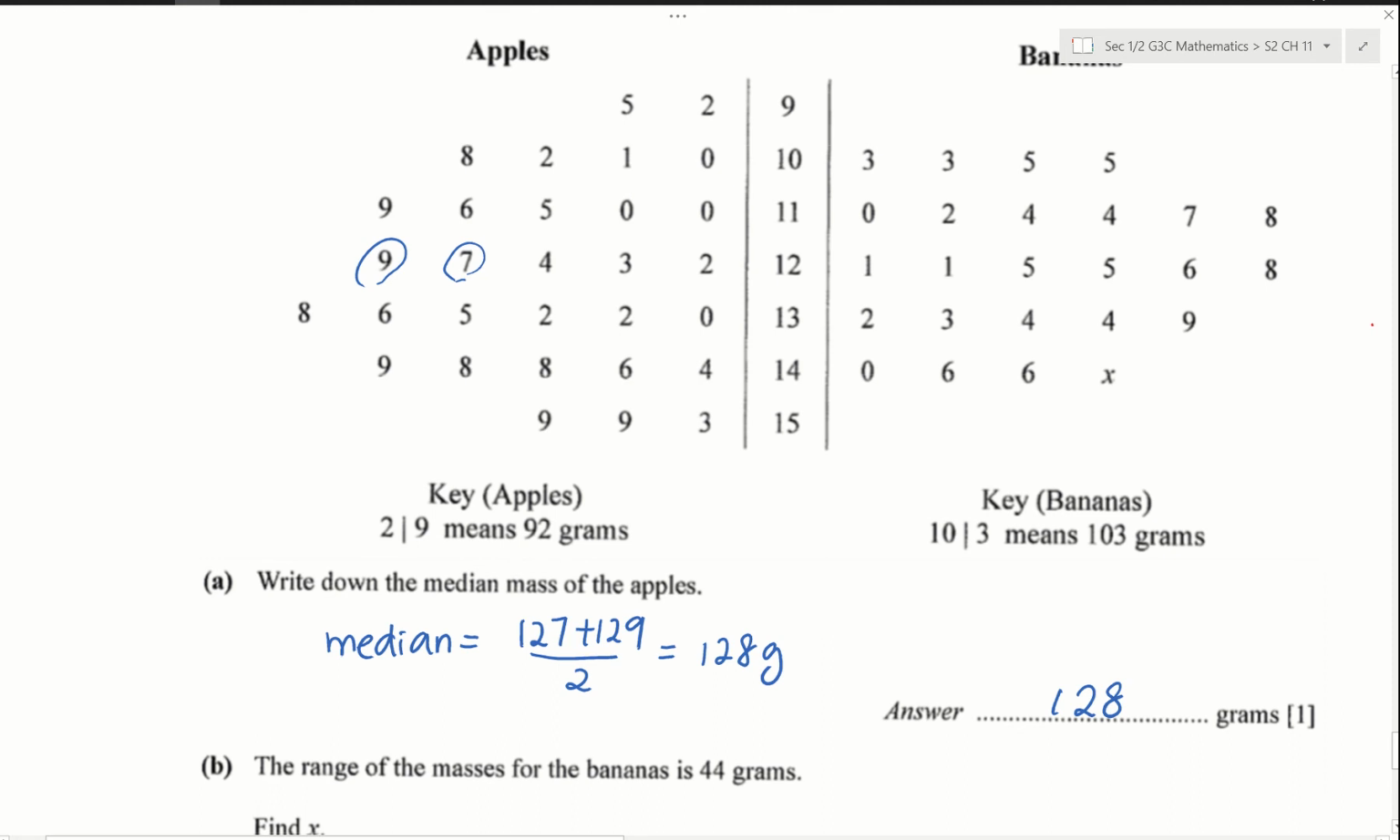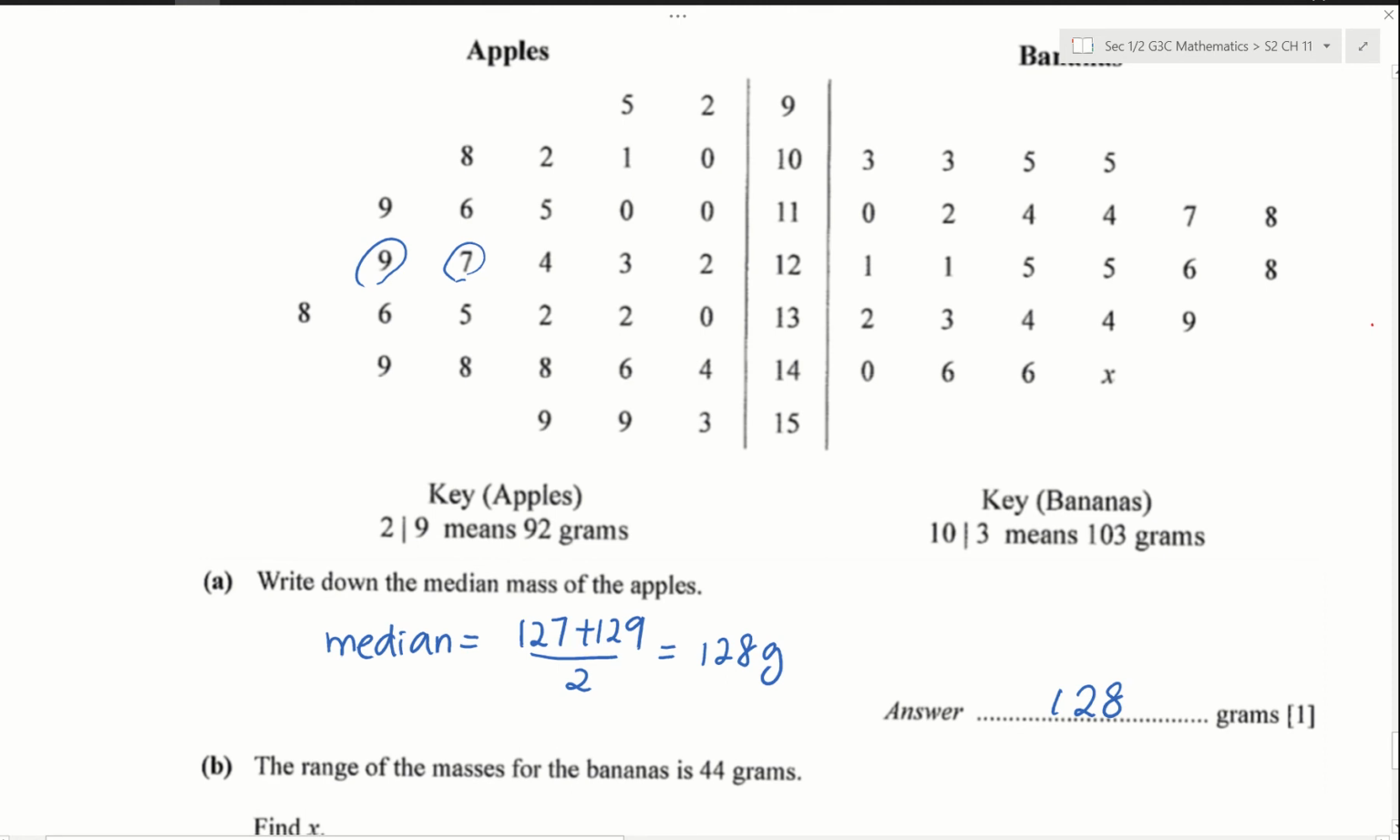Yes. Then I continue to say that, therefore, x equals 103 plus 44, which is 147 grams. Can I say this? No. Why not? Look at the stem and leaf diagram carefully. X is a single digit. X is a leaf. X is not 1, 4 something. X is the something at the end of the 1, 4.